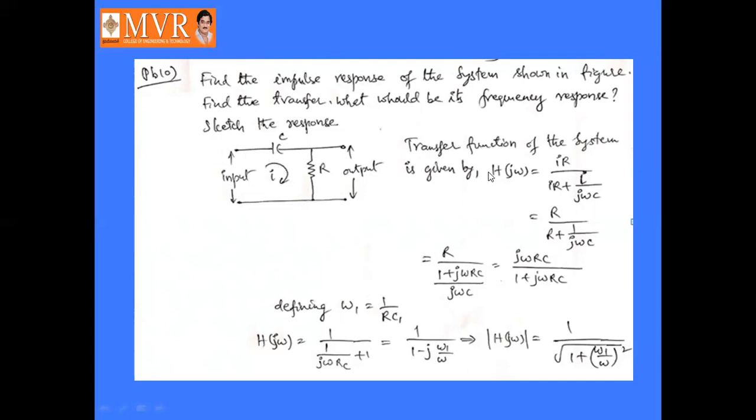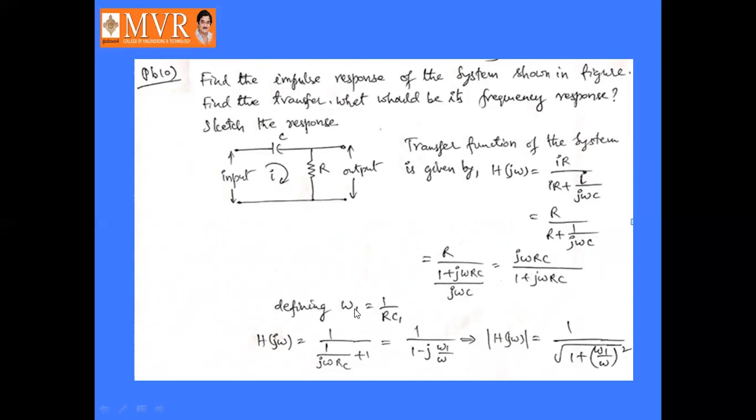The transfer function of the system is given by H of j omega from this diagram. H of j omega equals the output across the resistor, that is IR, by IR plus I into 1 by j omega C. Taking I as common, it becomes R by (R plus 1 by j omega C). Taking LCM as j omega C, it becomes 1 plus j omega RC by j omega C, that is R into j omega C by (1 plus j omega RC).